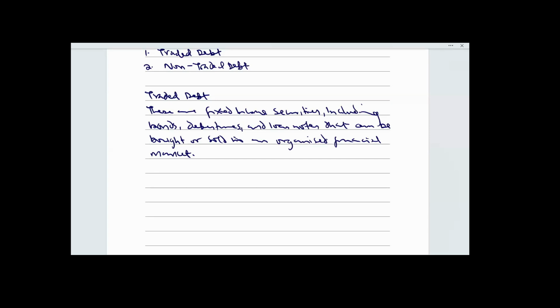These are long-term sources of finance. So you can go to the market and buy bonds, debenture, or loan notes. You can also sell them when you need money. When the company needs liquidity, they can dispose of the bonds and get money in return when the need arises. But of course, this is in case you are asked, what do you mean by traded debt?